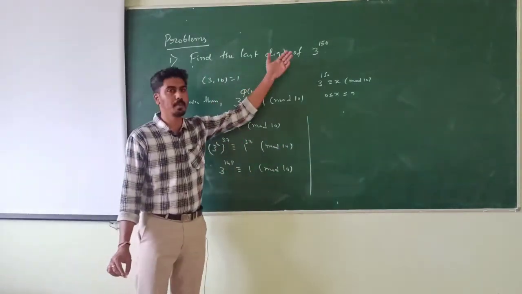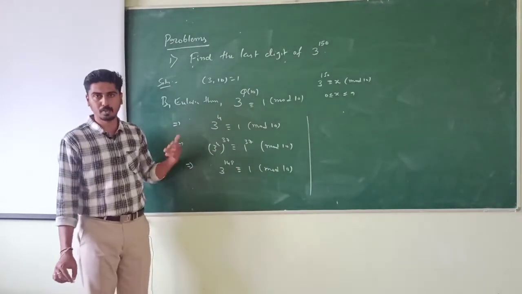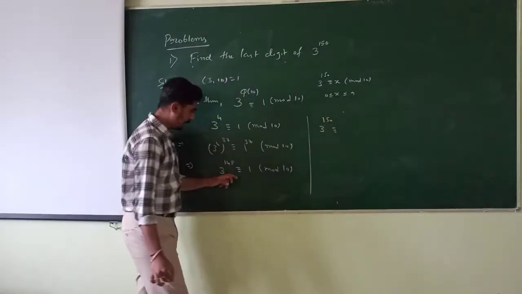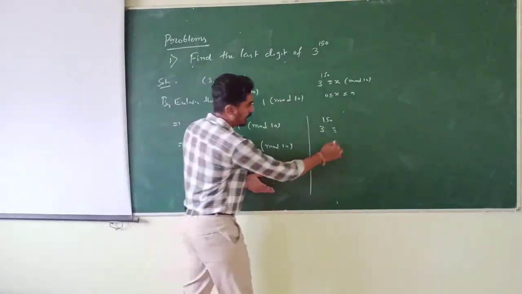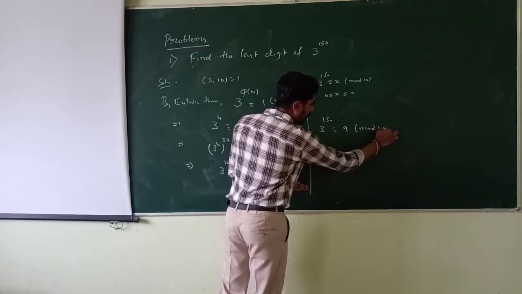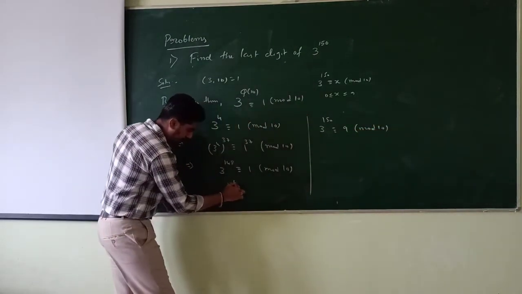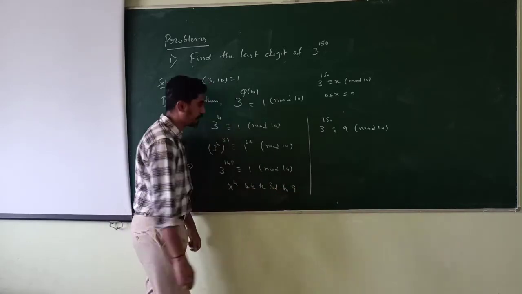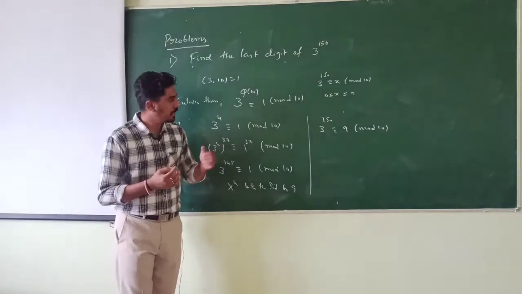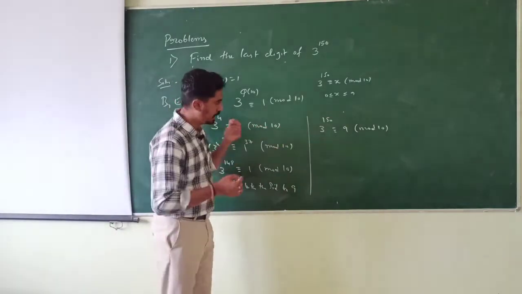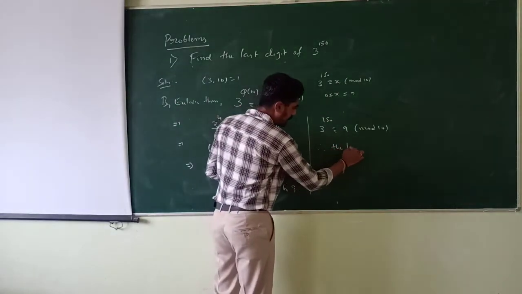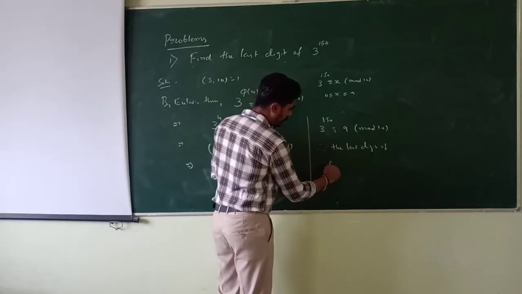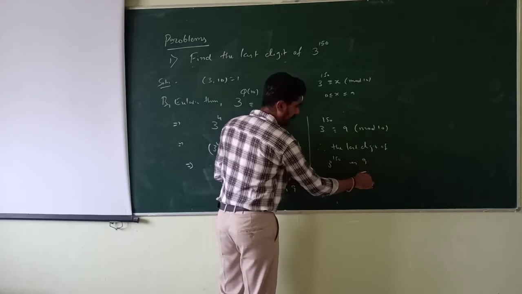To get 3 to the power of 150, I multiply both the sides by 3 square. So I get here 3 power 150 congruent to 3 square into 1, which is 9, modulo 10. This is by multiplying both the sides by 9. So we have got that 3 power 150 is congruent to 9 modulo 10. Therefore, the last digit of 3 power 150 is 9.